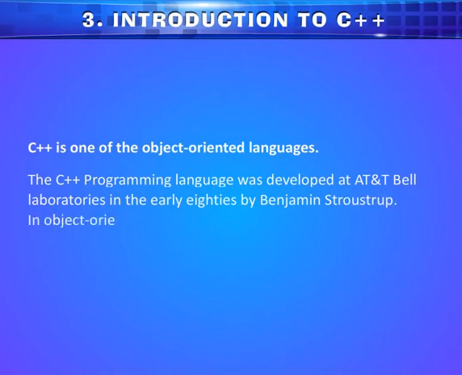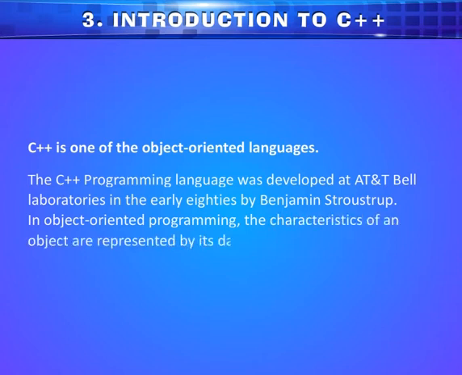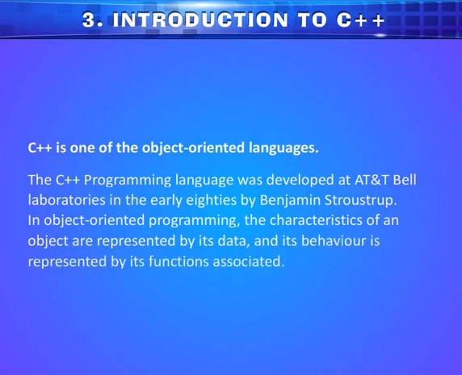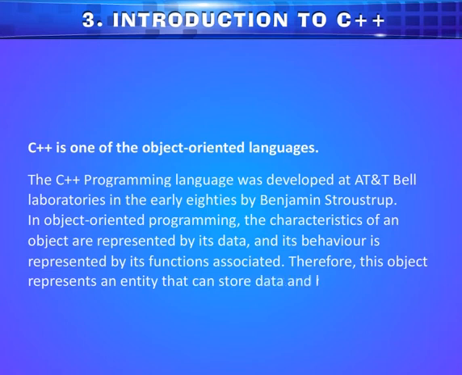In object-oriented programming, the characteristics of an object are represented by its data and its behavior is represented by its associated functions. Therefore, this object represents an entity that can store data and has its interface through functions.